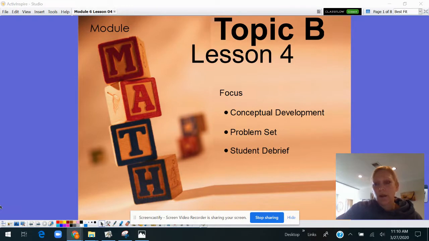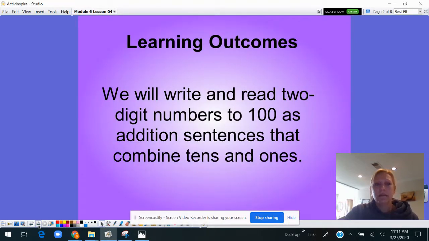We're going to have our conceptual development, which you should have already watched a little video on. We'll do a brief overview of our problem set, and then I have some questions at the end just to think about. Today our learning outcome is we will write and read two-digit numbers to 100 as addition sentences that combine tens and ones. What does that mean? So we're going to see how many tens we have, how many ones we have, and we're going to create a number. So if we had 7 tens and 3 ones, we would make the number 73. Let's go ahead and get started.